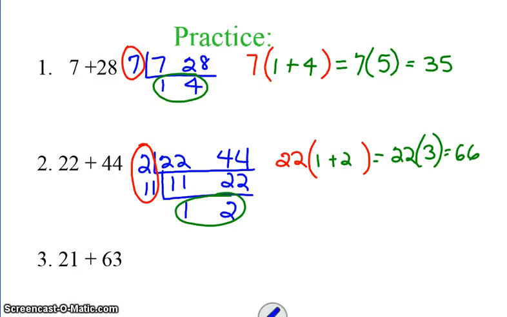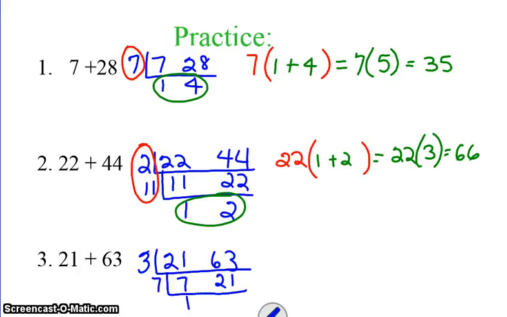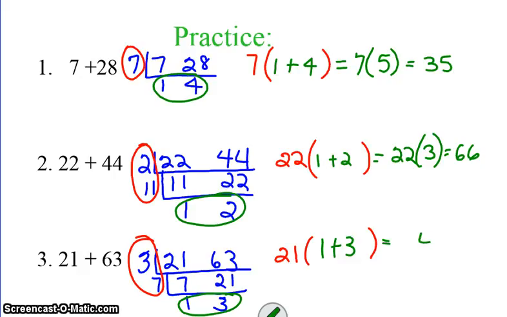And our last problem is 21 and 63. And we're looking for our prime numbers that are in common. We'll start with 3. We can use 7. Now we have our common factor of 7 times 3, which is 21. Outside our parentheses, our remaining factors of 1 and 3 are added together because the original problem was added together. Follow our order of operations, and our answer is 84.